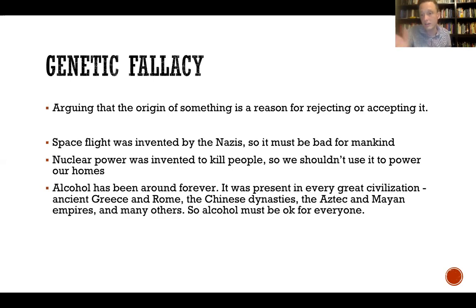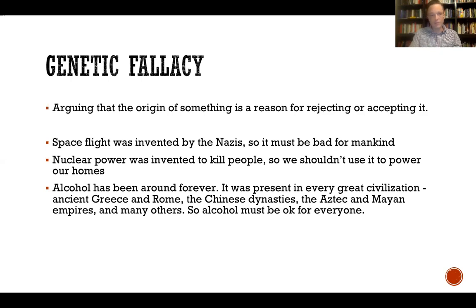You can go the other way too, right? Alcohol has been around forever. It was present in every great civilization, ancient Greece, Chinese dynasties, the Aztec and Mayan empires, they all had alcohol. So alcohol must be good for everyone, right? It comes from these great civilizations, so it must be good. Not necessarily true, right?